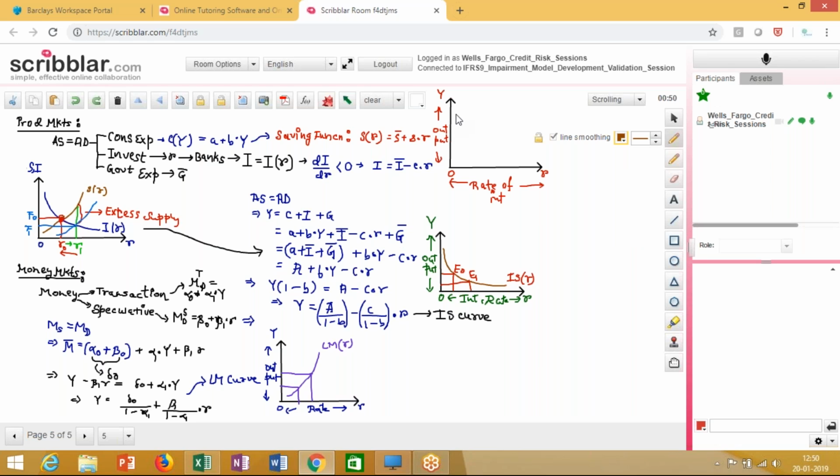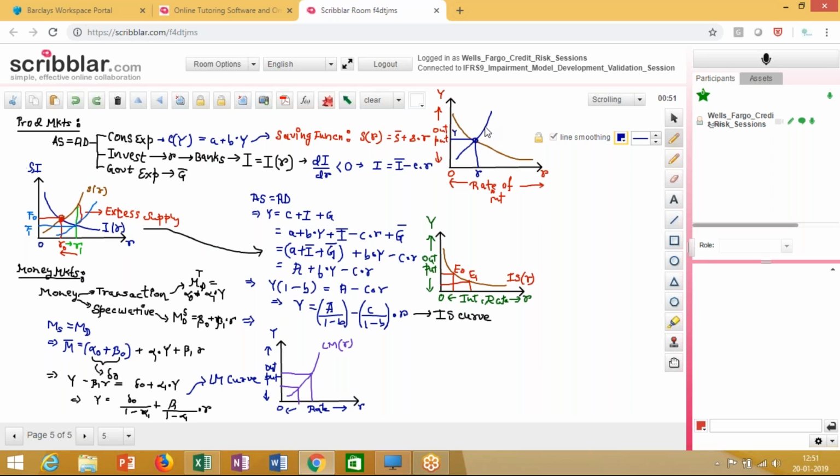So now let's have a look into this graph. So how does this graph actually work out? This is the IS curve that I have, and this is the LM curve that we talked about. So the point where they intersect gives us the rate of interest, and over here it gives us the output, right? And this is the point of equilibrium.